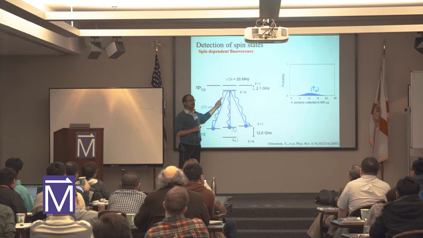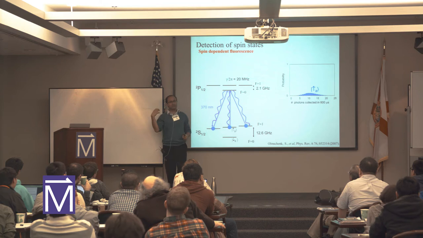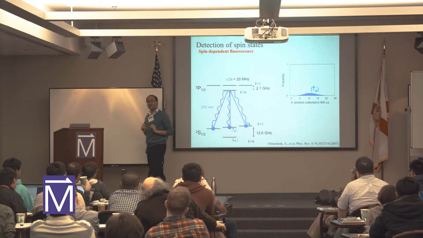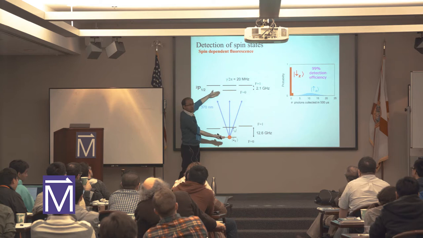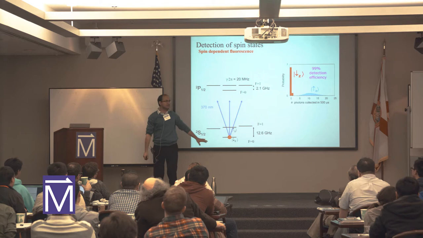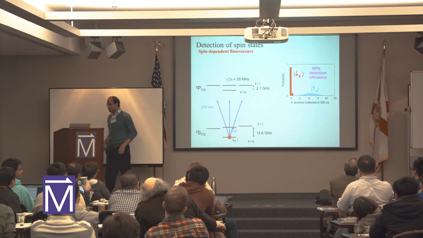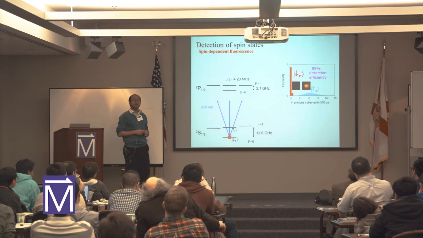I can keep the light on, it'll go up and scatter, and I'm sitting there with a photomultiplier tube or with a camera and collect lots of photons and say, okay, my atom is fluorescing, that means it has to be in spin up. On the other hand, if my atom started in spin down, then again, because of this hyperfine level, that laser is now not doing anything because it's detuned by that hyperfine transition, which is 12.6 gigahertz. So then I would not be seeing any photon coming out if I repeat the experiment many, many times. So by just looking at it, I know with 99% efficiency whether my system is in up state or a down state.